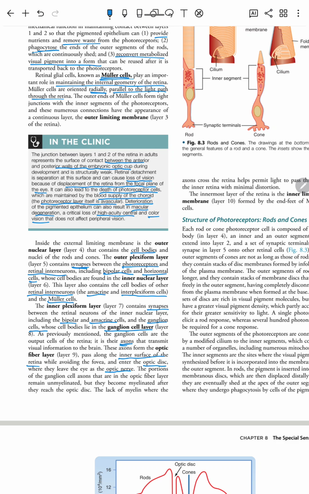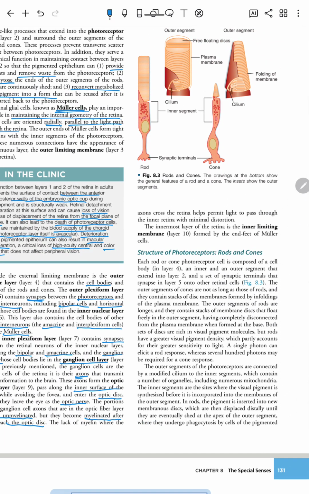The portions of the ganglion cell axons that are in the optic fiber layer remain unmyelinated. You have to remember this. They are unmyelinated, but they become myelinated after they reach the optic disc. The lack of myelin where the axons cross the retina helps permit light to pass through the inner retina with minimal distortion. The innermost layer of the retina is the inner limiting membrane, formed by the end feet of the Muller cells. Okay, thank you.